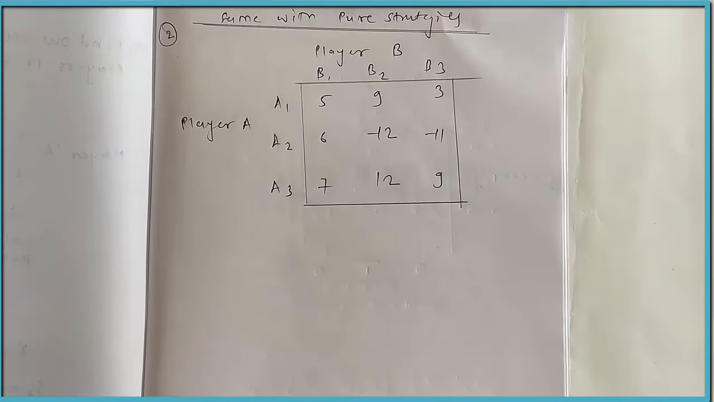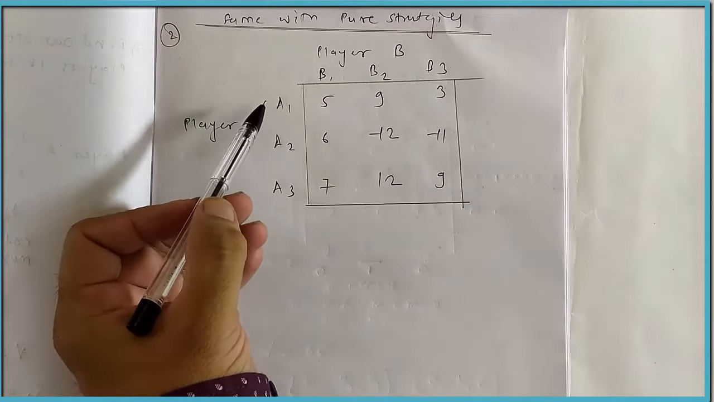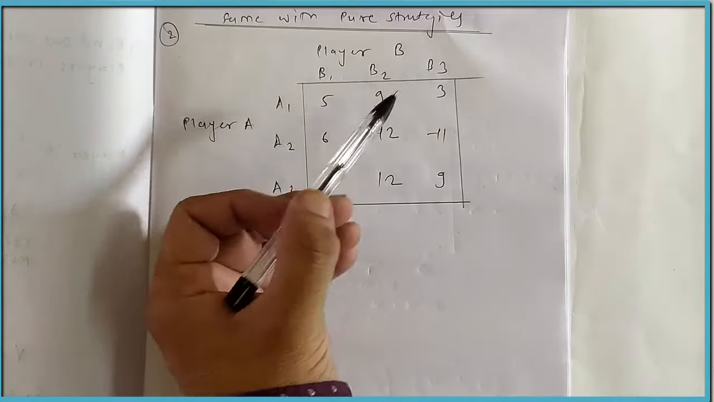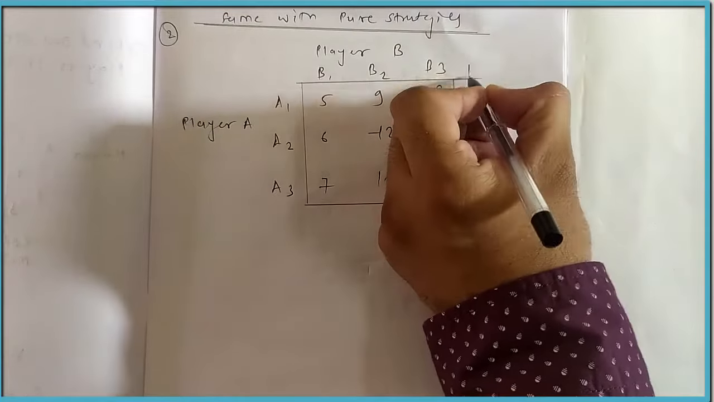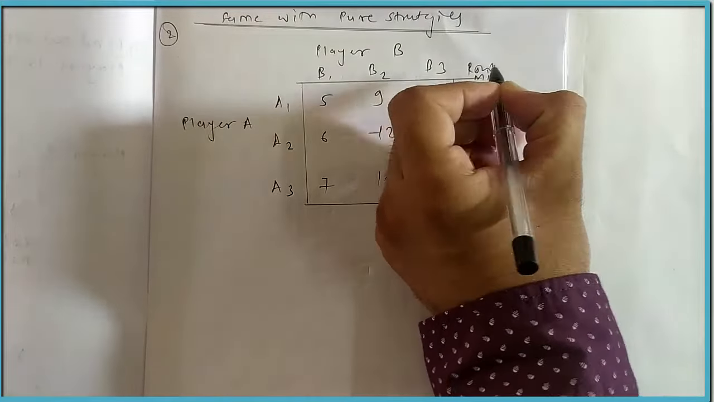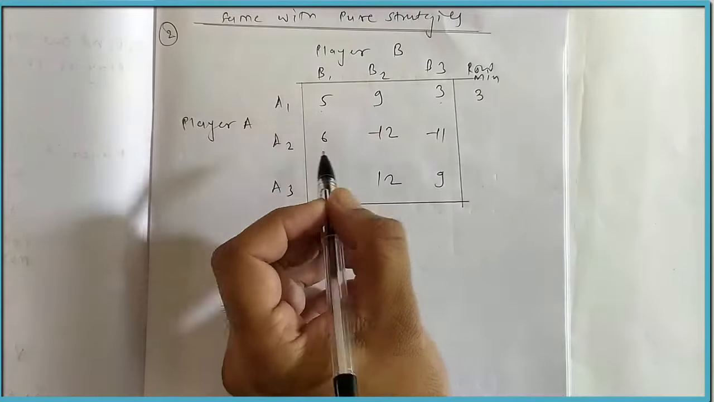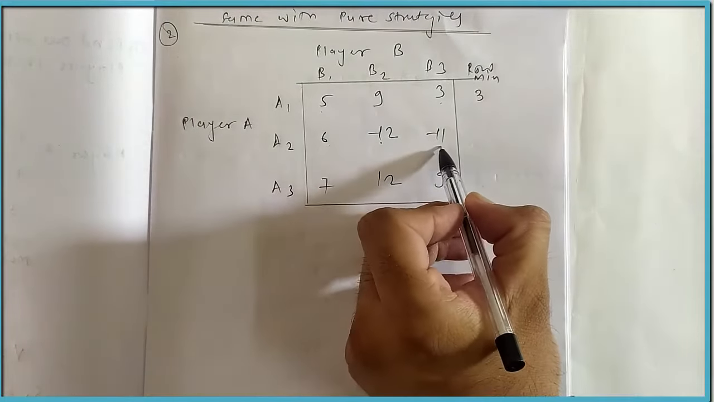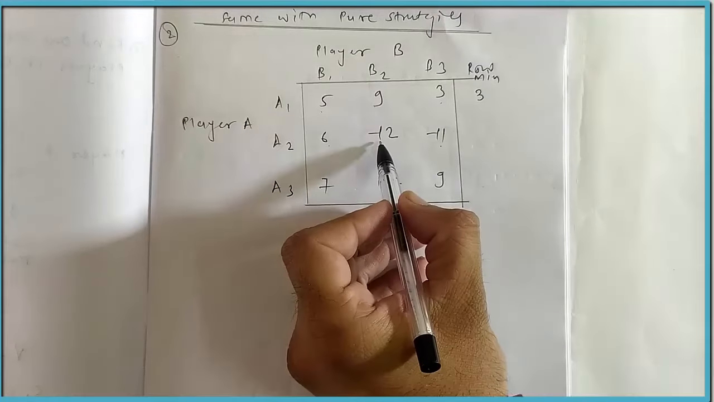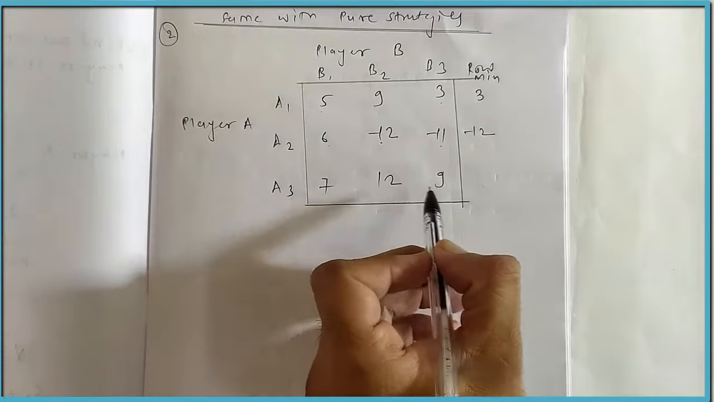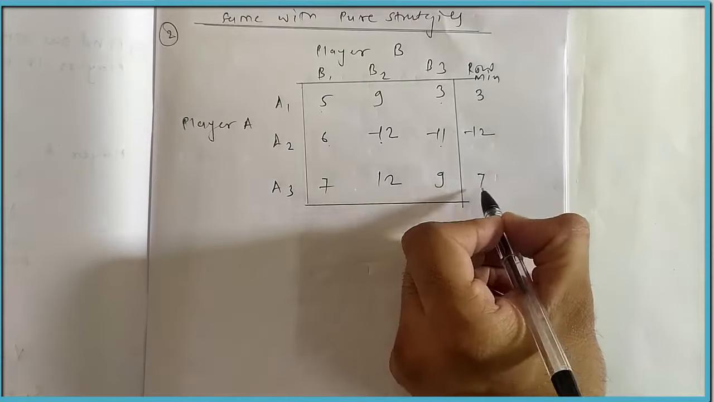Now look at the second example. Here also we want to find out the saddle point, game value and optimum strategy. Player A has 3 strategies A1, A2 and A3. Player B has 3 strategies B1, B2 and B3. First step is to find out the row minimum value in each row. 5, 9 and 3, the first row, the minimum value is 3. In the second row: 6, minus 12 and minus 11. Among minus 11 and minus 12, the minimum value is minus 12. And in the third row: 7, 12 and 9, the minimum value is 7.